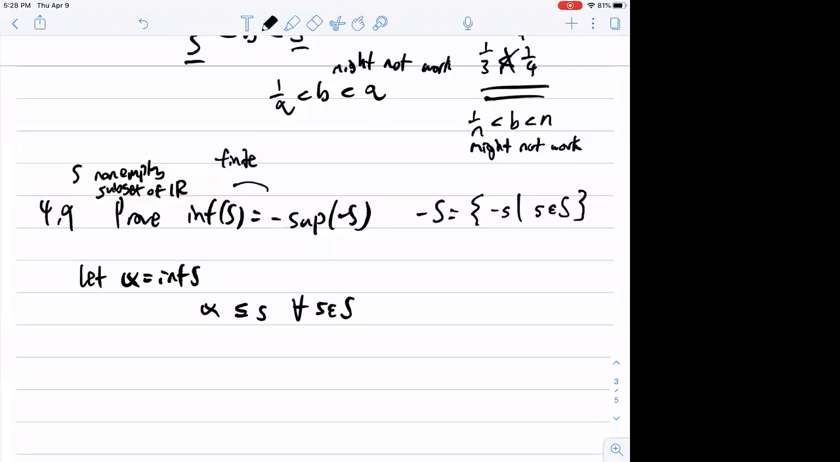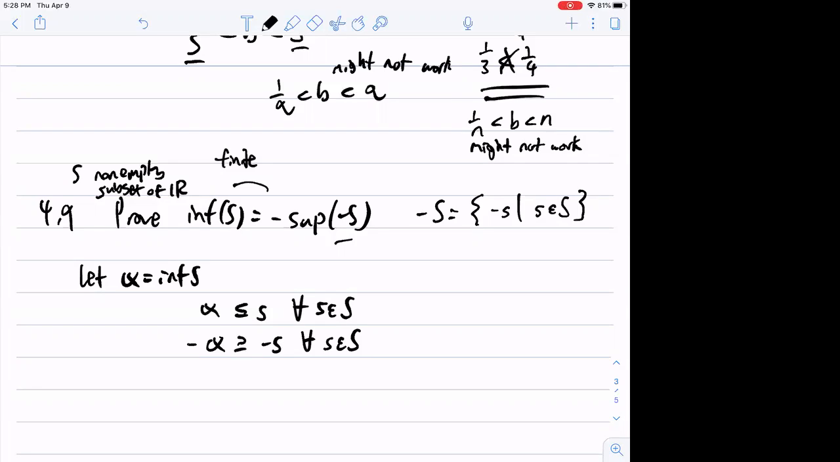Okay, now I want something with negative s, right? So let's do minus alpha for all s in S. Sorry, I need to change the sign. So I just multiplied by -1, so nothing changed.